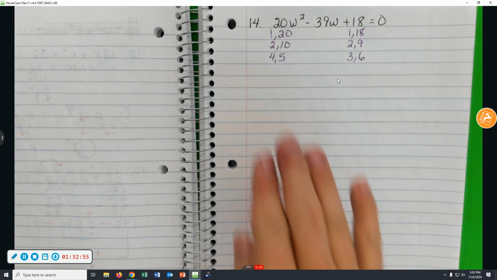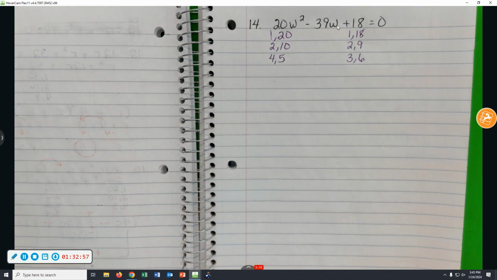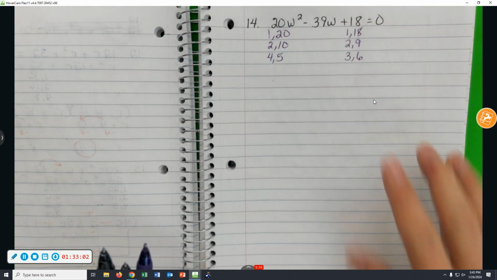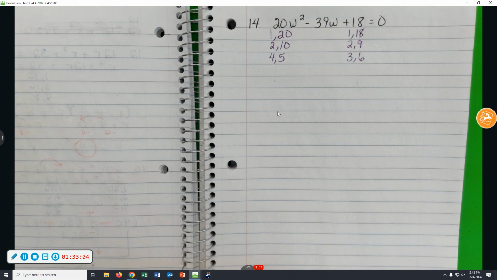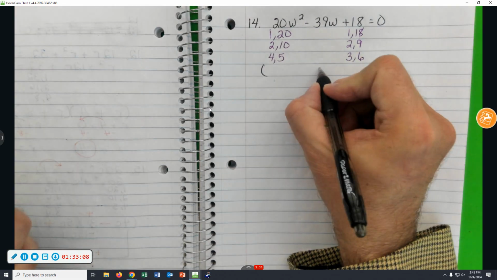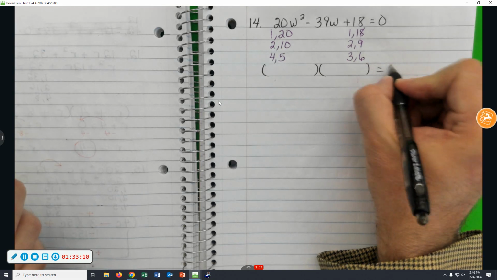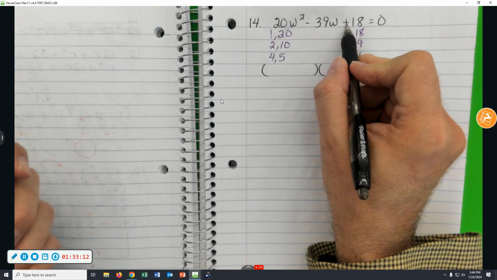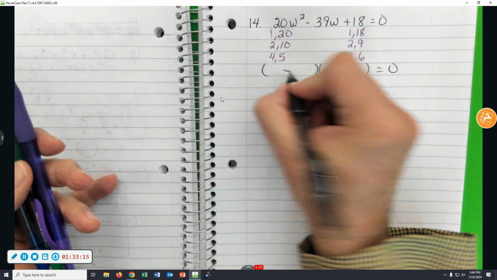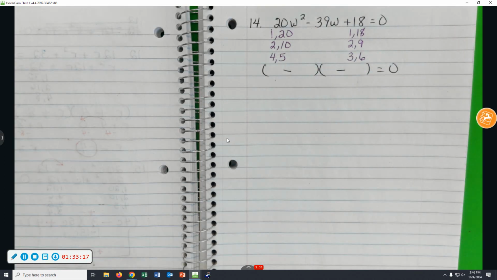So this is what your thought process is. I'm thinking of the numbers that multiply together to give 20. If you don't need to write them down, fine. Okay? I'm thinking of the numbers that multiply together to give 18. Write your 2 sets of parentheses and put the minuses in there. So second sign is plus, so 2 of the first.